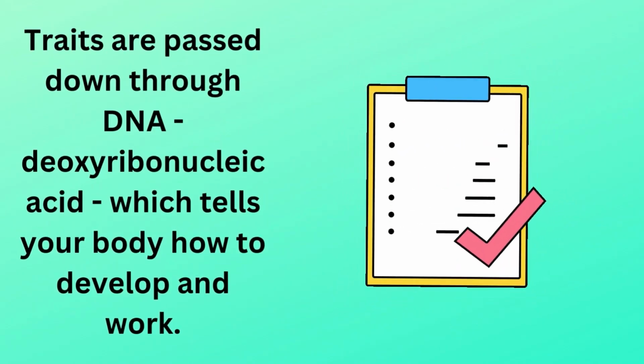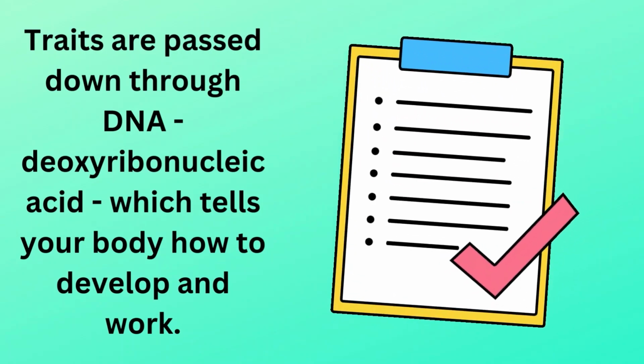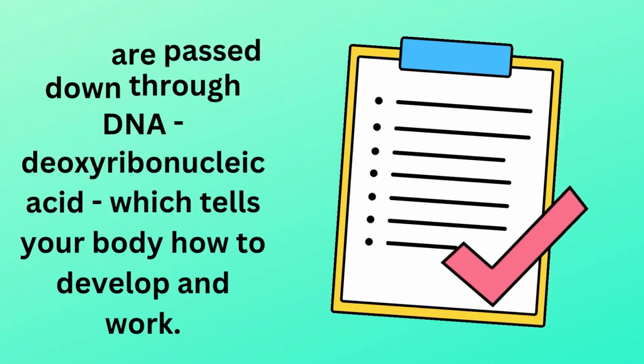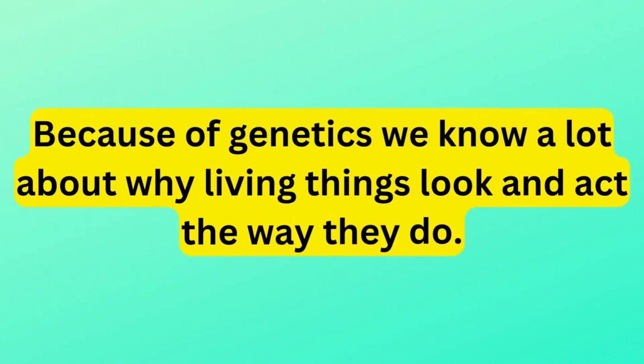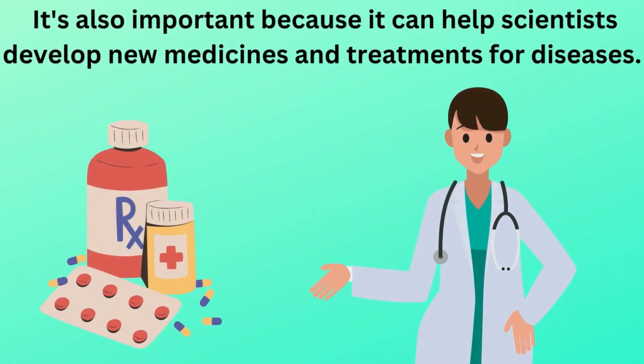Traits are passed down through DNA, or deoxyribonucleic acid, which tells your body how to develop and work. Because of genetics, we know a lot about why living things look and act the way they do. It's also important because it can help scientists develop new medicines and treatments for diseases.